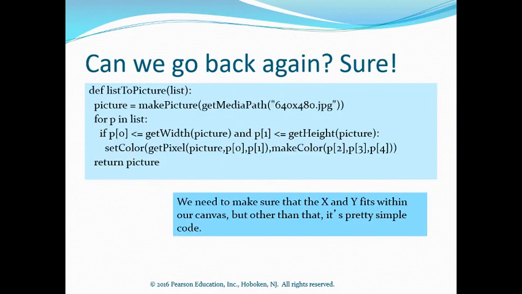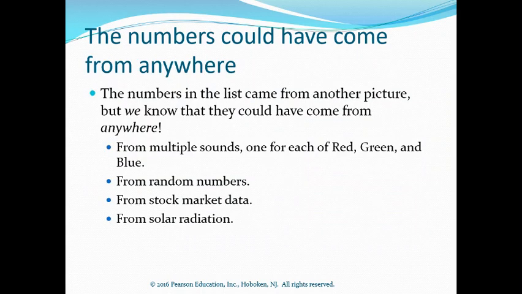And can we go back again and actually make it a picture? Sure. So what we can do is we go back through our list, and then we actually access the index locations because we already know them, right? We know that 0 is the X, 1 is the Y, 2, 3, and 4 is red, green, and blue. We need to make sure that the X and Y fits within our canvas, but other than that, it's a pretty simple code, right? So we can see that there's an if statement that says if P of 0, so if the X is less than or equal to the width, and if P of 1, which is the Y, is less than or equal to the height, then we're going to set the color and we're going to set the pixel.